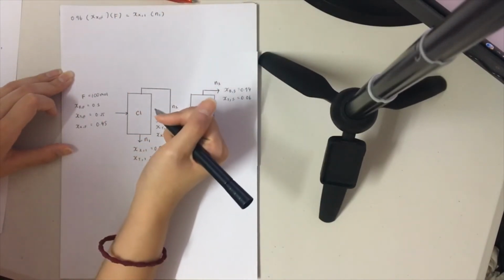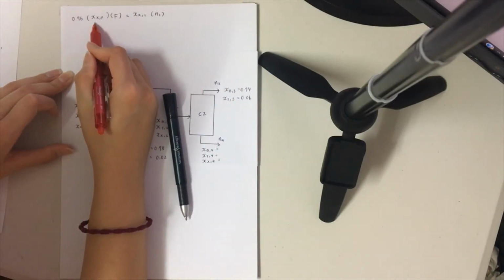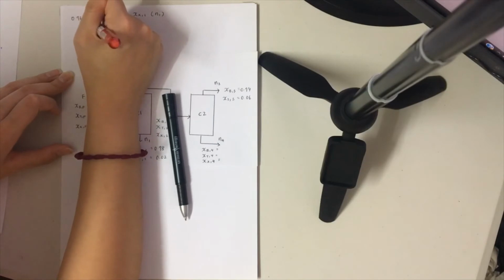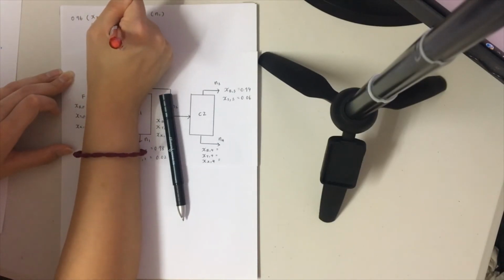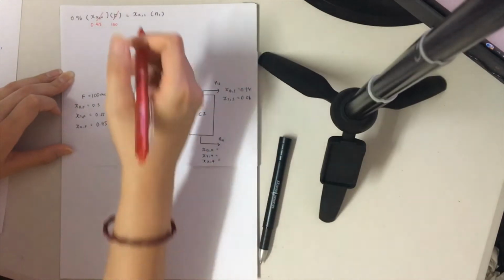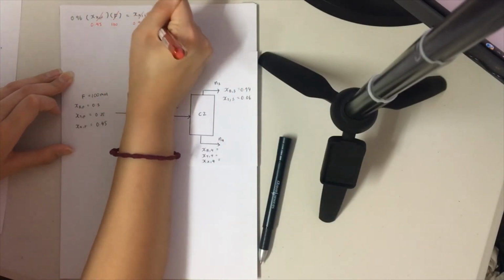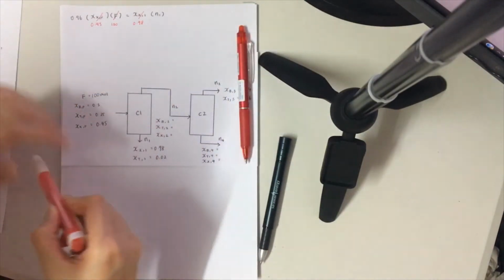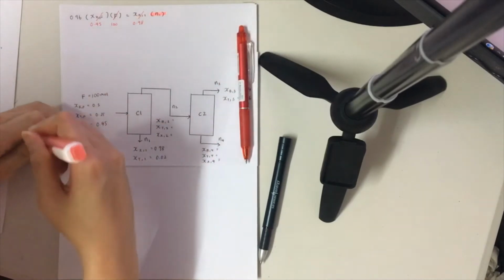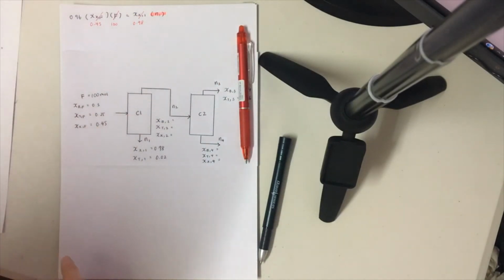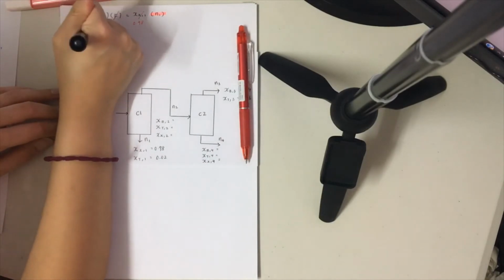Okay, so you have the value for this, right? This is 0.45. This we have assumed a basis of 100. Next, this is 0.98, and you can solve for N1. Therefore, N1.